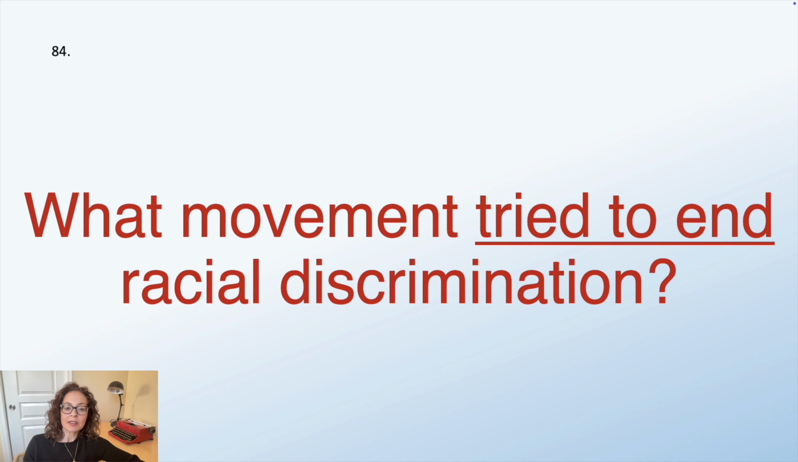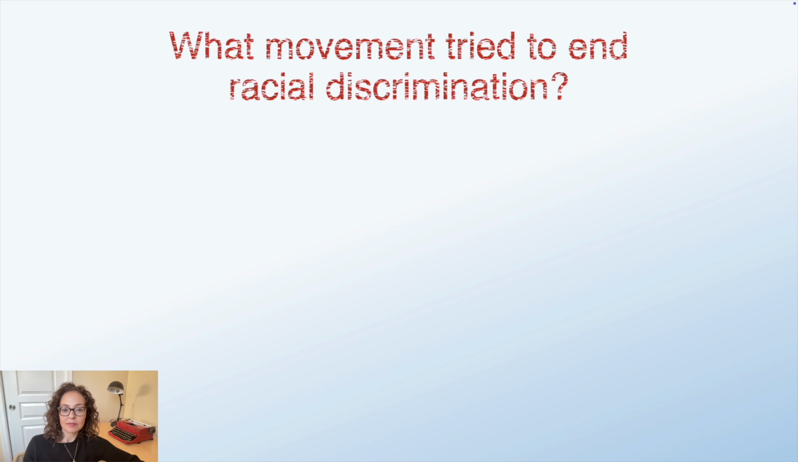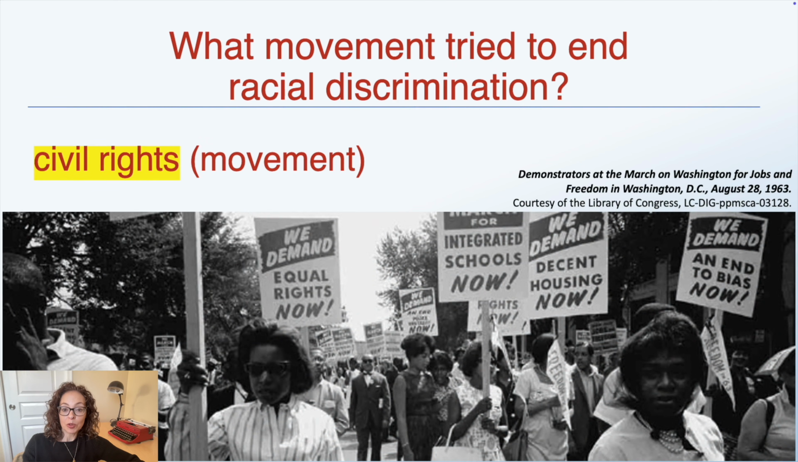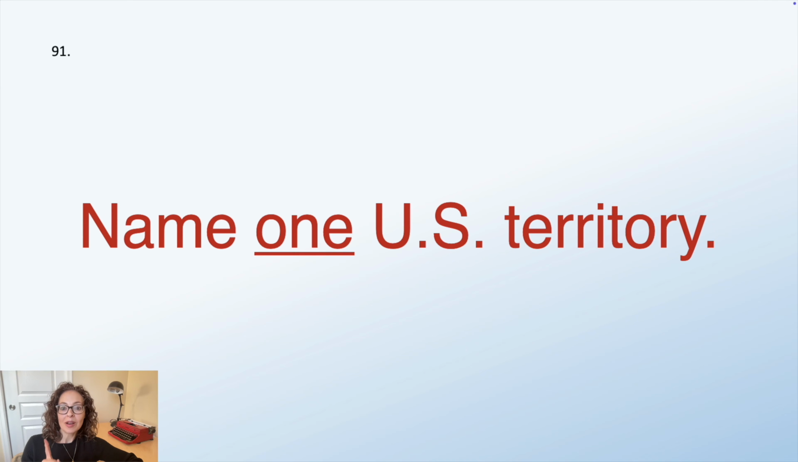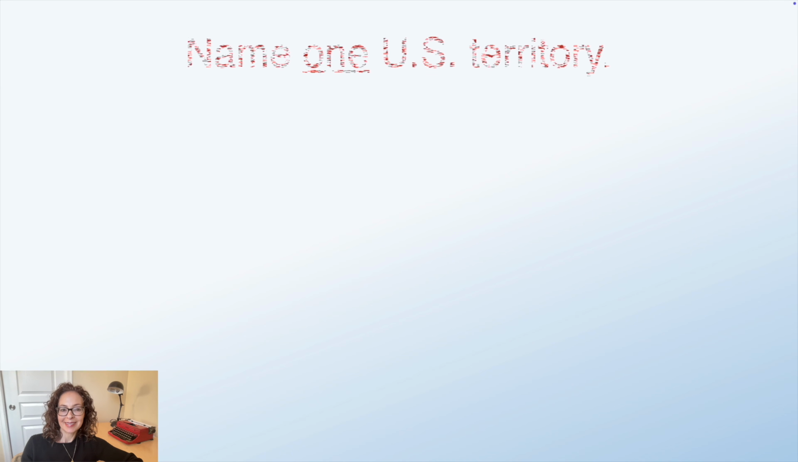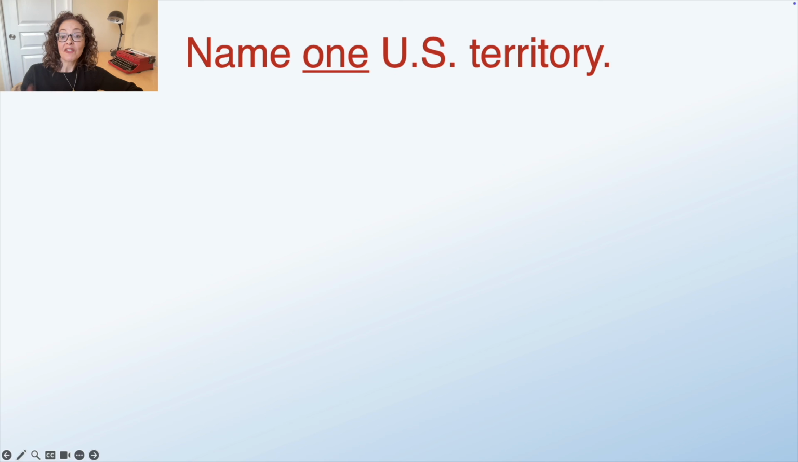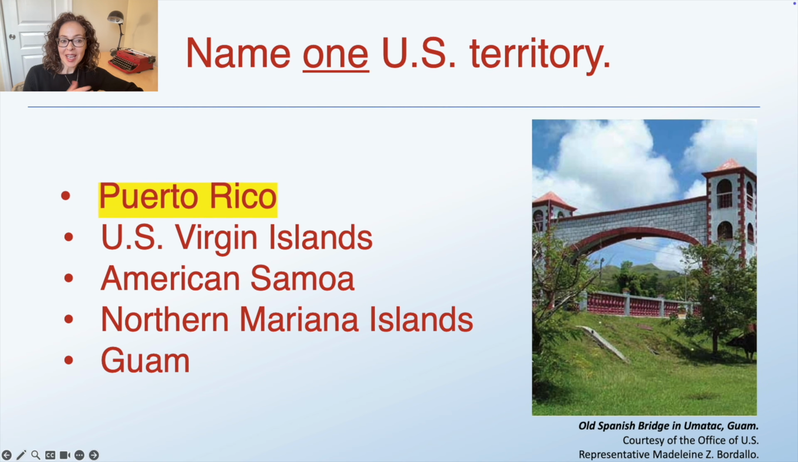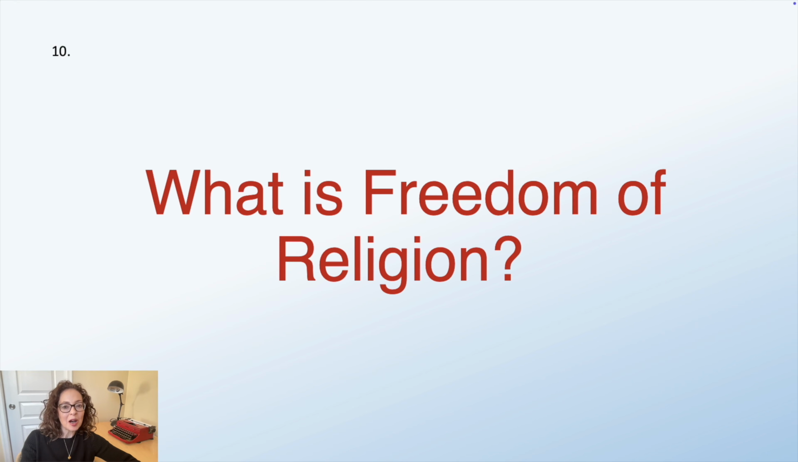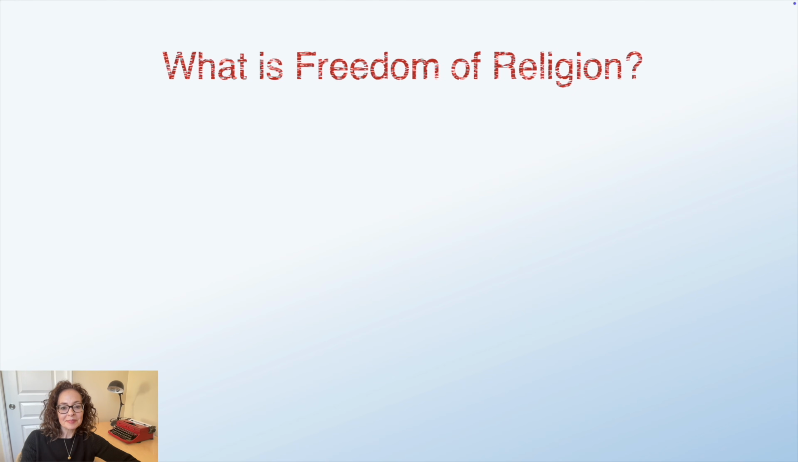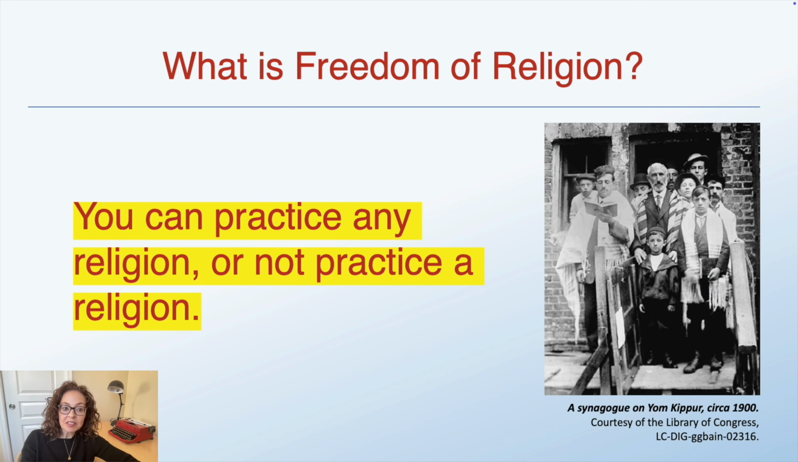What movement tried to end racial discrimination? The Civil Rights Movement. Name one U.S. territory. We have 5 to choose from. I chose Puerto Rico. What is freedom of religion? You can practice any religion or not practice a religion.